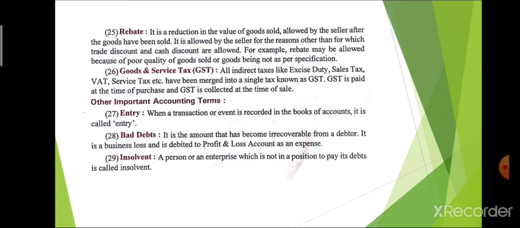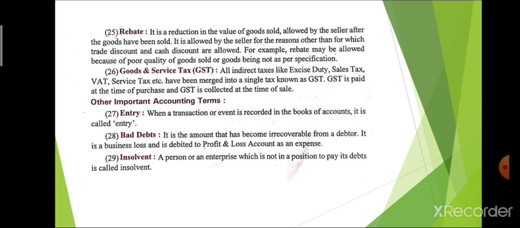The next term is goods and service tax. The short form is GST. All indirect taxes are combined together and called GST. The indirect taxes are excise duty, sales tax, VAT, service tax, etc. All indirect taxes are combined and merged together and considered a single tax, that is GST. GST is paid at the time of purchase and GST is collected at the time of sale.